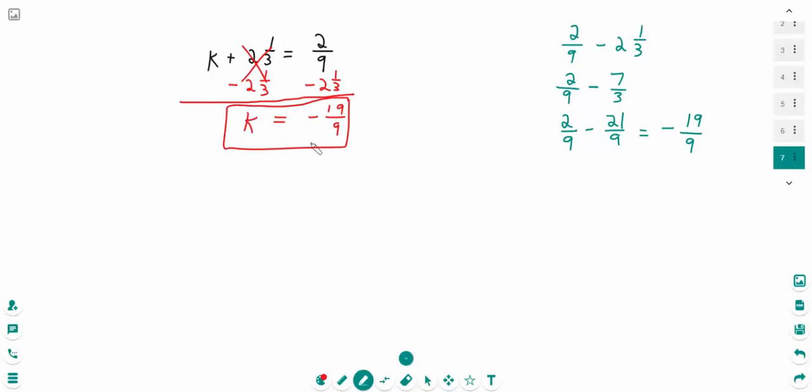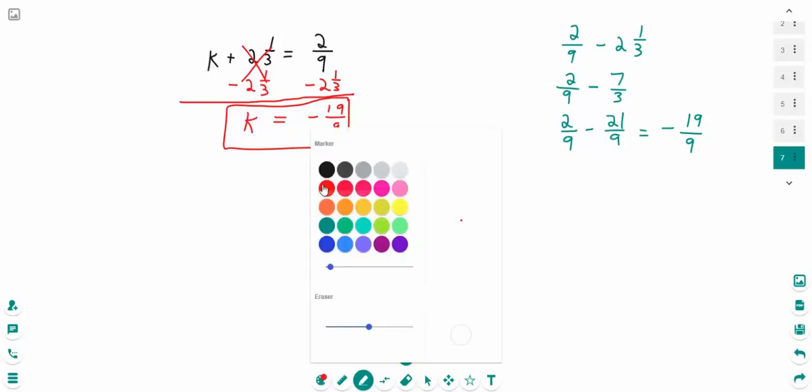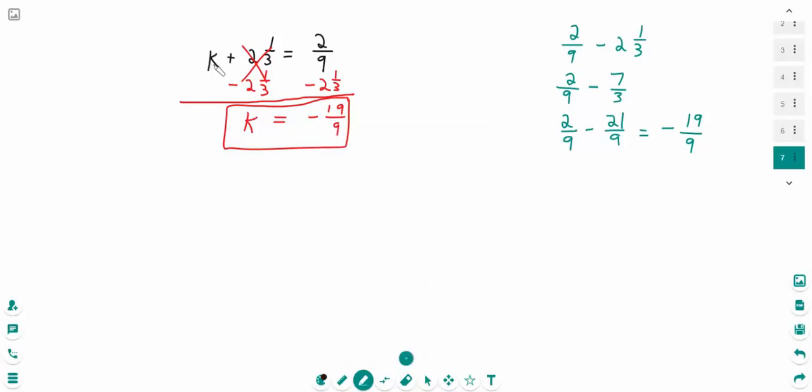K equals negative 19/9. Now, it's not a bad idea to check it. Now, fractions are never fun to work with, but they're just messy numbers. Let's just go ahead and give it a try. So to check this, we're going to take that negative 19/9 and plug it in for the K. So instead of a K, we have a negative 19/9, and then we have our plus 2 1/3 equals 2/9.